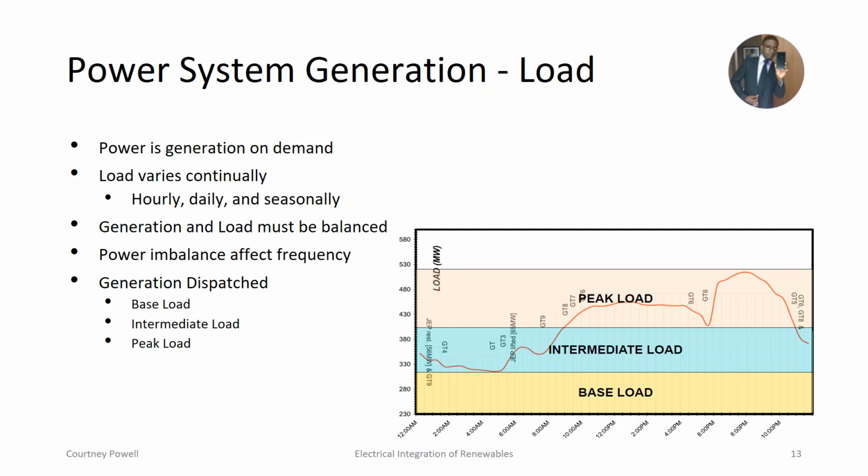Generation is dispatched in three categories or segments of the day considered. These are called base load, intermediate load, and peak load. And the diagram here shows the different sectors or timing of the day and what part of the load profile. So this line in red is representative of the load profile, and it shows what portion of that load profile can be considered base load, intermediate load, and peak load.